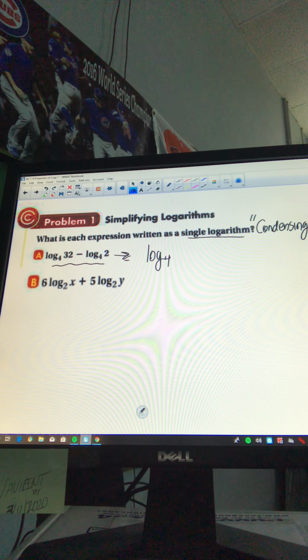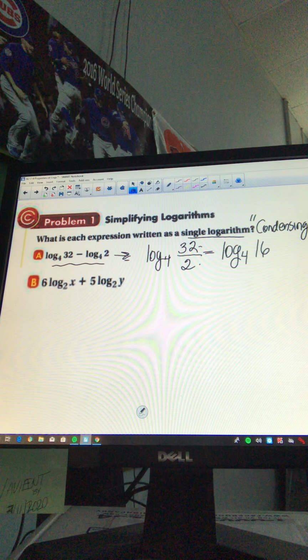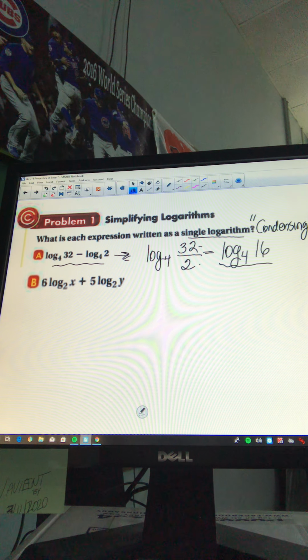log base 4, the base doesn't change, okay, of 32, and since we're subtracting, that becomes dividing over 2, okay? Then that simplifies to log base 4 of 16, because 32 divided by 2 is 16, and then this we can actually go a little bit further. Okay, some people want you to, and some it's not a big problem.